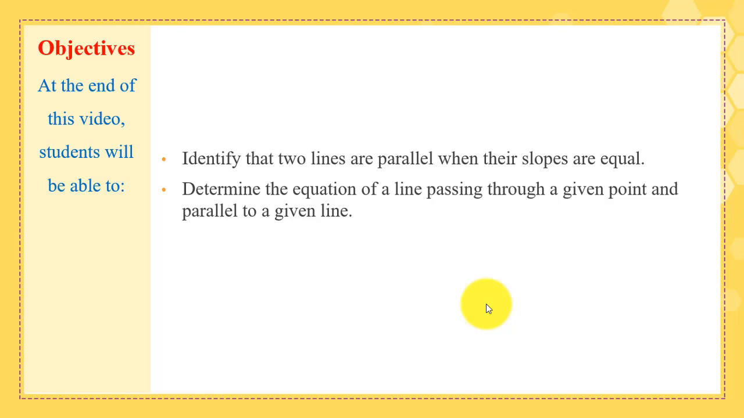Chapter 11, Parallel and Perpendicular Lines, part 1. Our objectives: identify that two lines are parallel when their slopes are equal, and determine the equation of a line passing through a given point and parallel to a given line. Prepare these materials.